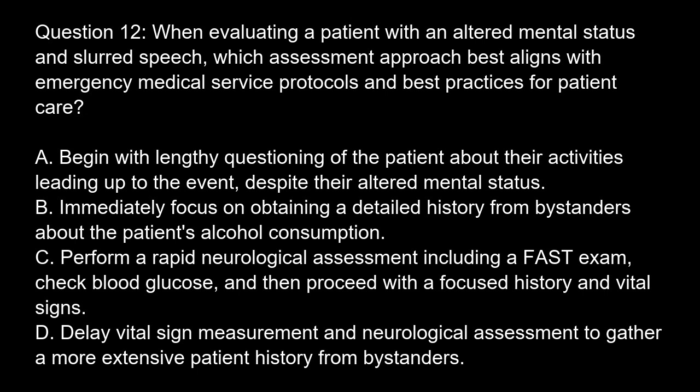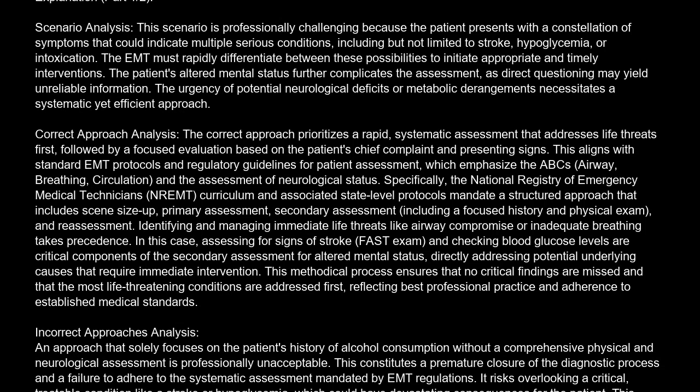Option C. Perform a rapid neurological assessment including a FAST exam, check blood glucose, and then proceed with a focused history and vital signs. Option D. Delay vital sign measurement and neurological assessment to gather a more extensive patient history from bystanders. The correct answer is C. Perform a rapid neurological assessment including a FAST exam, check blood glucose, and then proceed with a focused history and vital signs. Explanation. Scenario analysis.